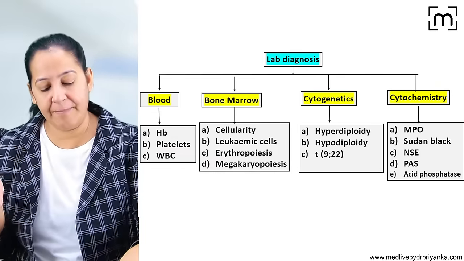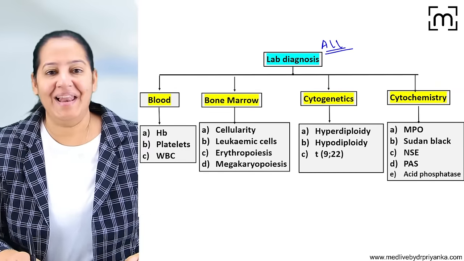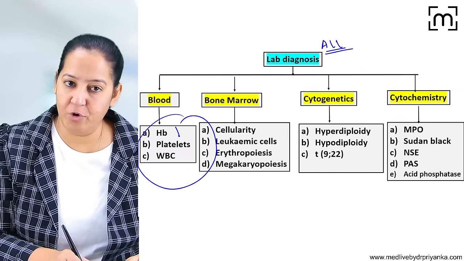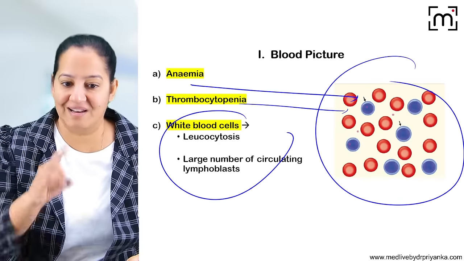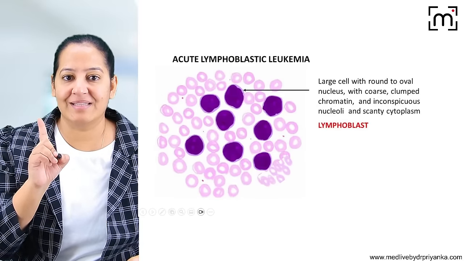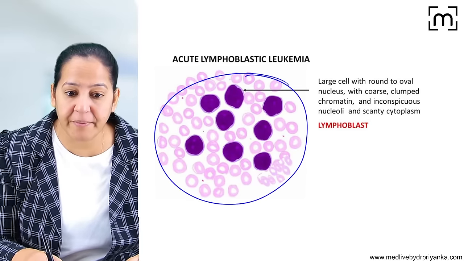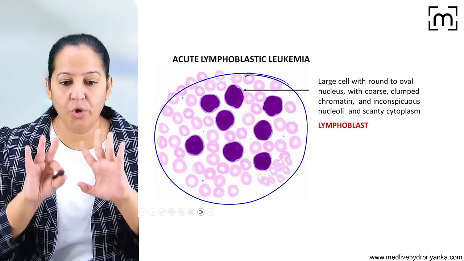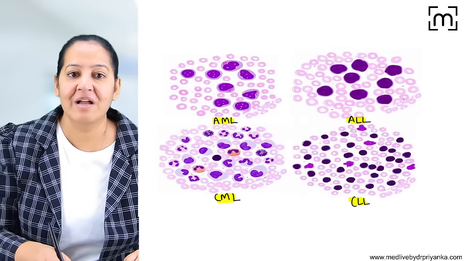Okay. So coming to the lab diagnosis of ALL. Currently I'm teaching you ALL. You can see the blood picture. The hemoglobin is less. The platelet is less. Obviously, in the blood, you get only one cell. Which cell? It's lymphoblast. You can see all cells have a school uniform appearance. All the cells are the same. They are all lymphoblasts.